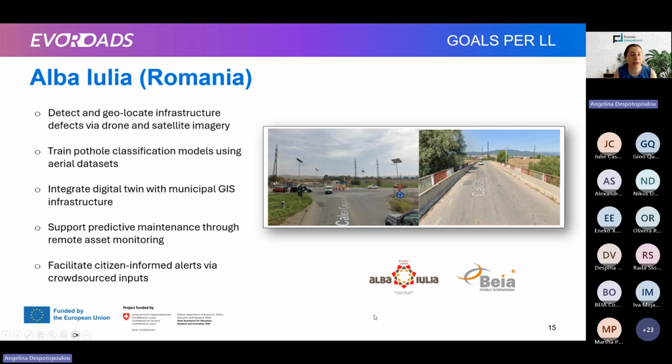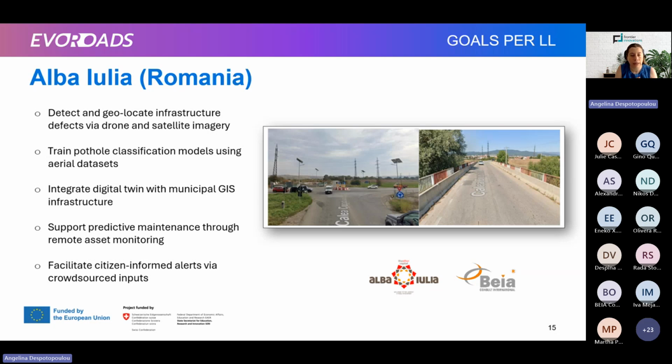Then we have Alba Iulia, which is a historical city in Romania. Alba Iulia has chosen some particular intersections in their city, known by the municipality to be a little more dangerous than the average road, where supposedly many accidents happen. And they will try to test technologies there that will be making those intersections safer.